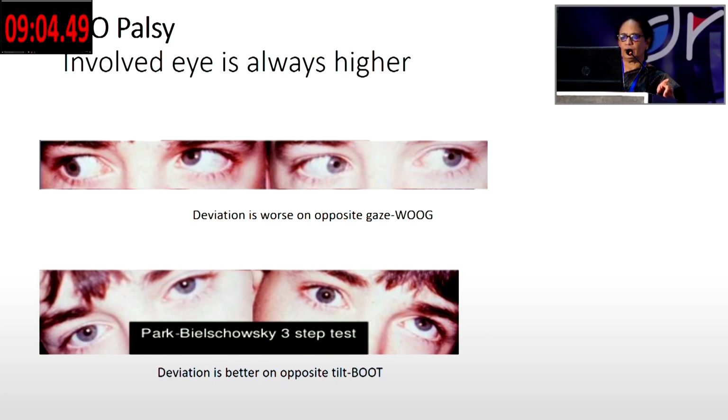In superior oblique palsy, if you can remember this, "Woog and Boot," that is very easy. The hyperdeviation is worse in the adducted position, that is, in the opposite gaze, that is the Woog. And the head tilt is better on the opposite side, or it is worse on the same side head tilt.